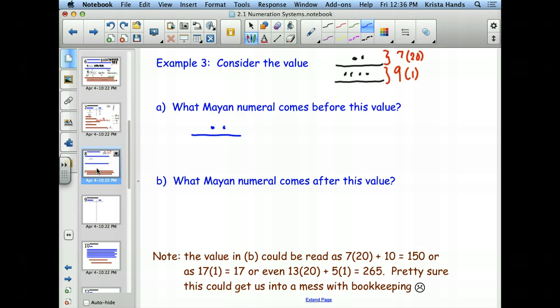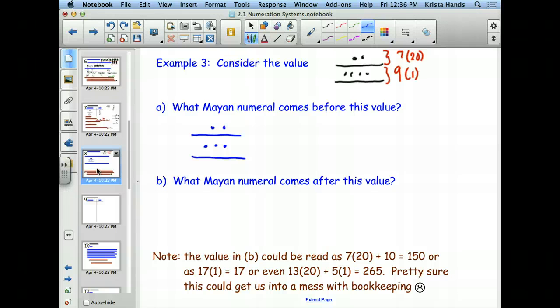I need to take away a dot. Right? The number that's before is just remove a dot. So I will have how many dots? 3 dots and a line. So I have 7 20s and I have 8 1s. All right. What numeral comes after this?